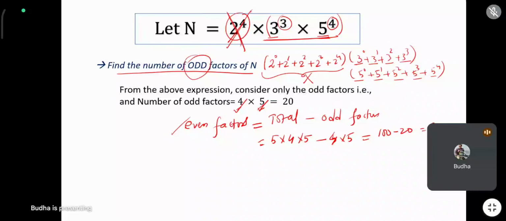Now if you don't want to do it this way, what will you do for even? For even, you remove this part, remaining you consider. This becomes 4, this becomes 4 here, this becomes 5 here. 4 4s are 16, 16 into 5 is 80. You can do it this way also, okay? But the better way, rather than learning multiple things, is if I'm able to figure out total minus odd factors is even, so that is very easy. Okay?